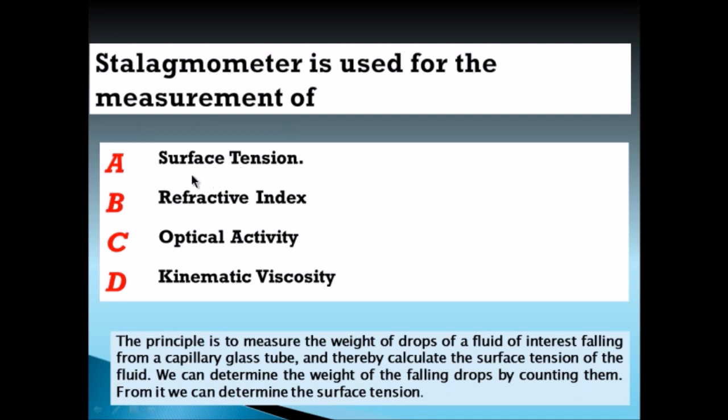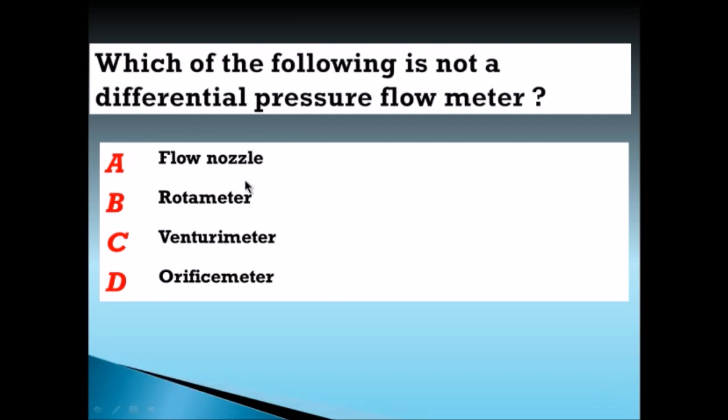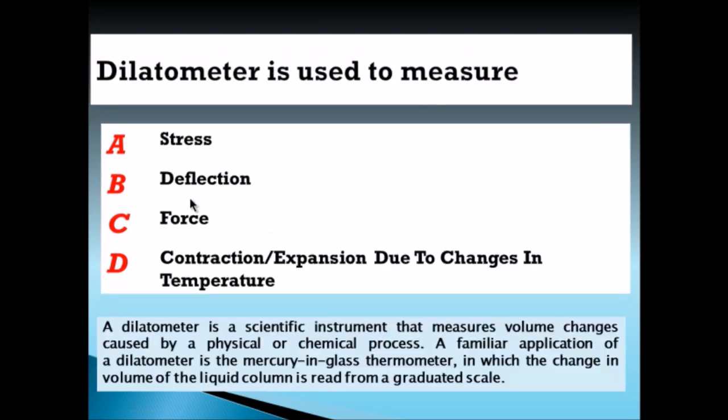So the option is A. Which of the following is not a differential pressure flow meter? The options are flow nozzle, rotameter, venturimeter and orifice meter. So the answer is the rotameter, because in the earlier MCQ we saw it is working on a variable area.